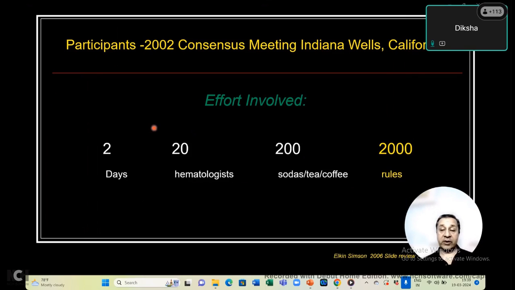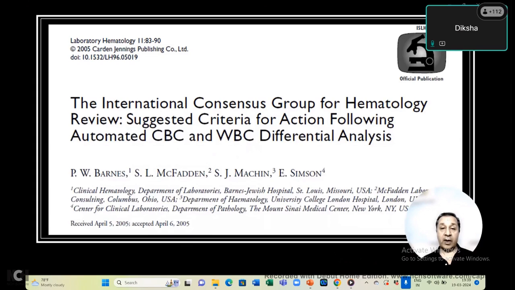And it is mentioned in this very interesting slide review from Elkin Simpson, where it says nearly 200 sodas, teas, and coffees were actually consumed. And finally, they came out with 2,000 rules. 2,000 rules, for God's sake. And this eventually was cut down significantly.